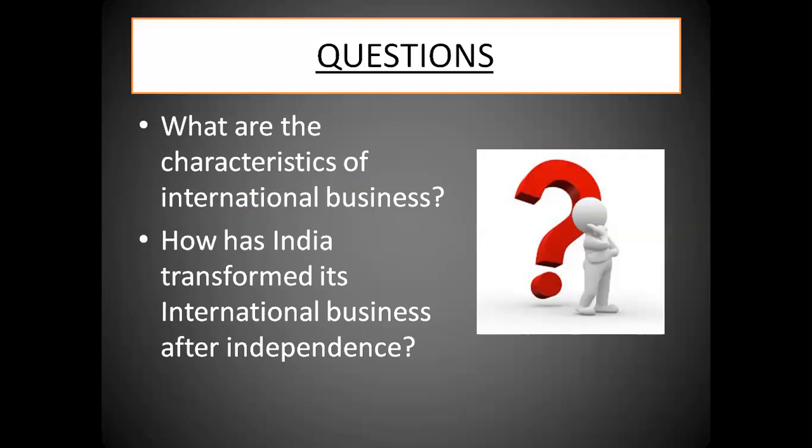So you're going to explain what are the characteristics of international business, and how has India transformed its international business after the independence. So before this, I would just like to brief you about it. India has actually transformed its international business policies after the 1991 industrial reforms. So in 1991, when we had those LPG reforms, L stands for liberalization, P stands for privatization, and G stands for globalization. So when that actually came into being, we removed most of the trade barriers.